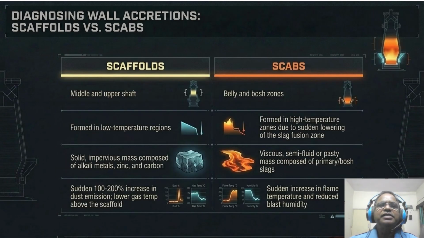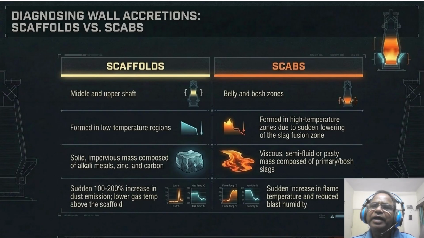So, I see many young engineers confuse these two, but their treatments are polar opposite. So, look at the table. Scaffolds occur in the middle and upper shaft in the lower temperature region. They are solid, impervious masses made of alkali metal, zinc and carbon, indicated by blue crystal icon.